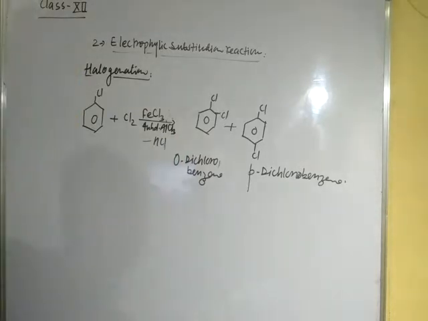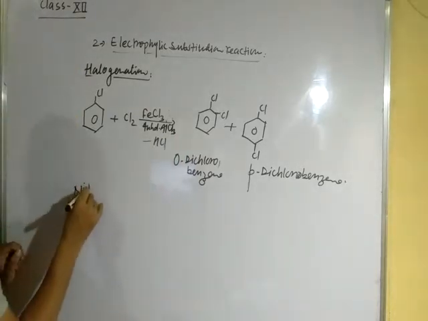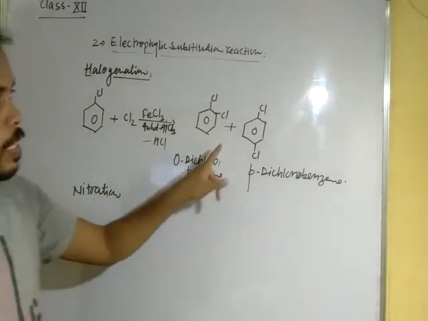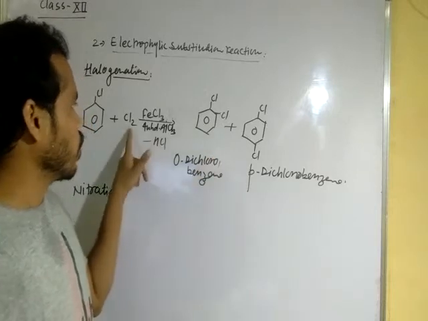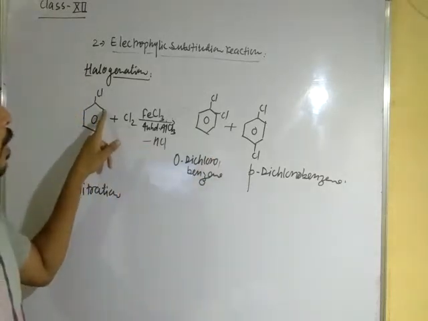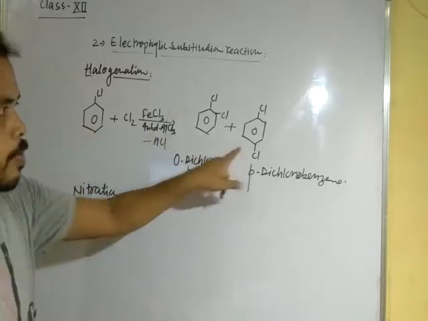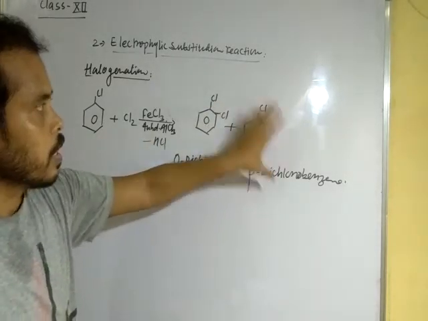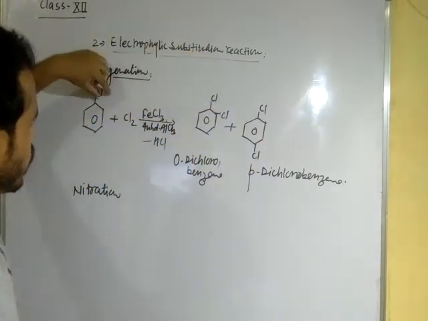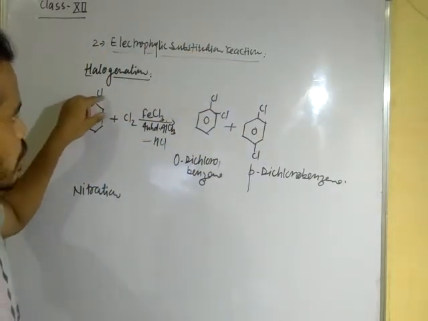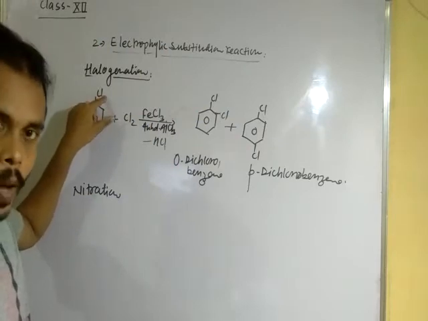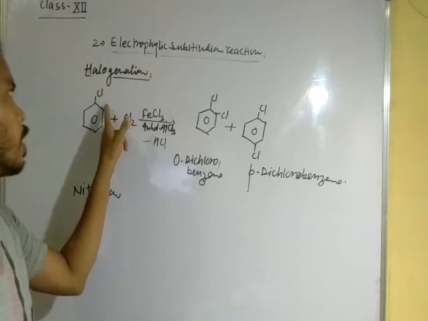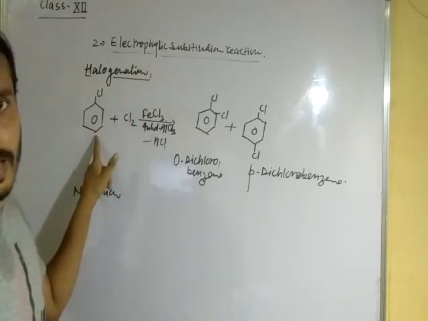You can see in this condition the chlorine attacks the ortho position or para position. So it forms orthodichlorobenzene or para-dichlorobenzene, because the chlorine already situated on the benzene ring is ortho and para directing. So the incoming group will attach to the ortho position or para position.